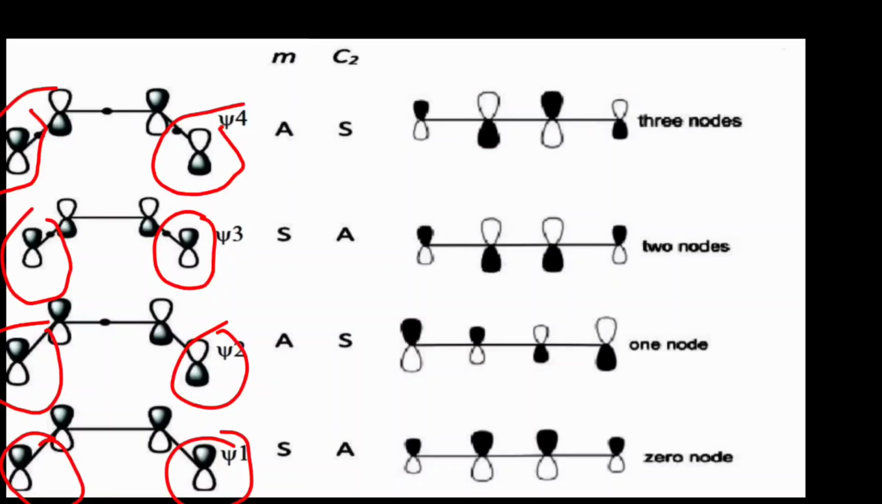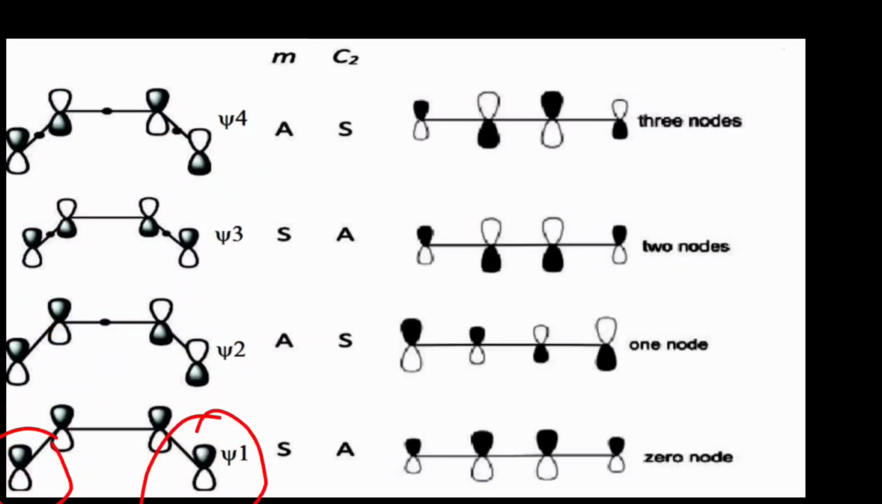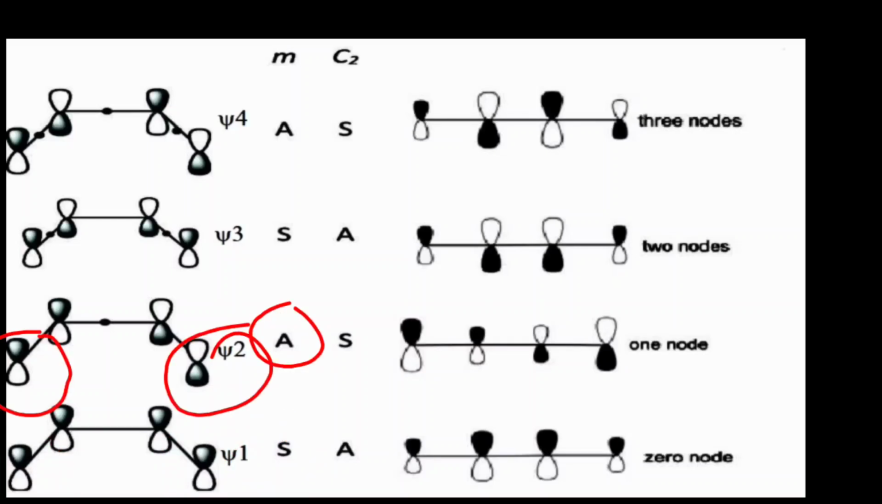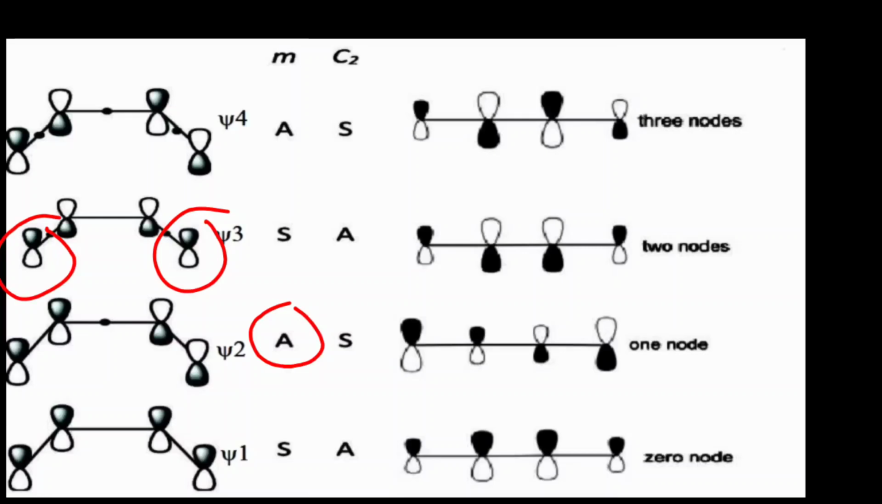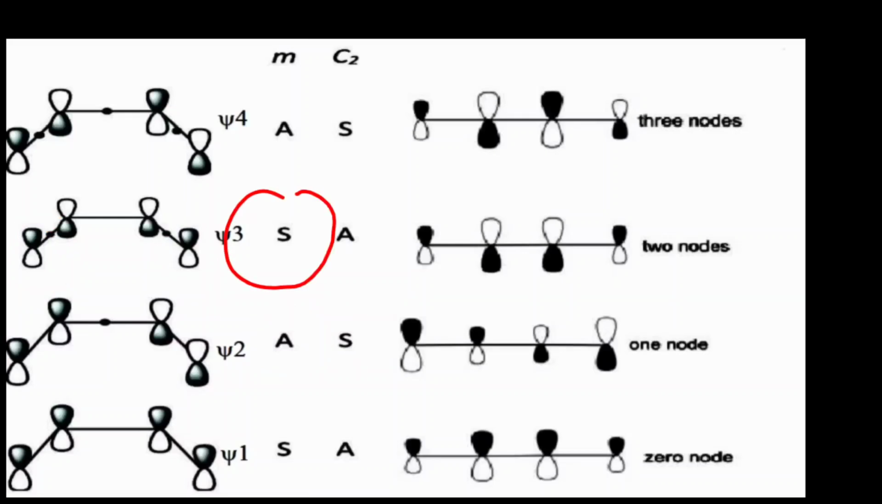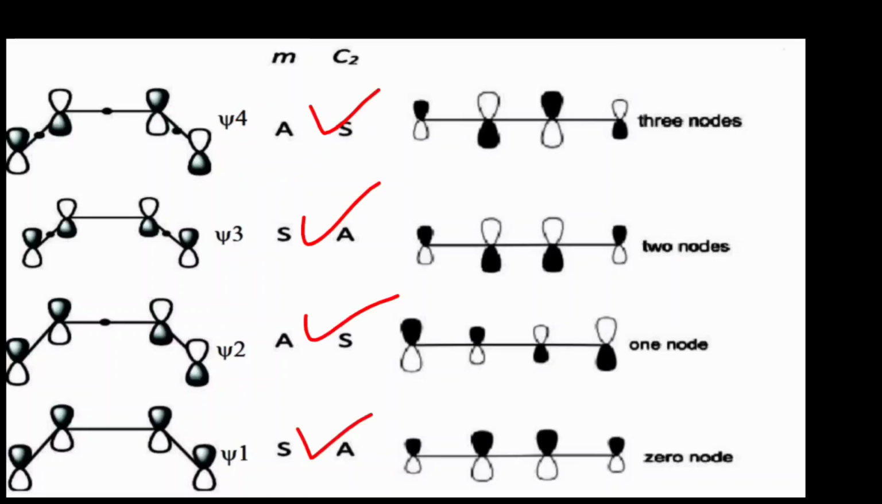Now similar to the ethylene molecule, here these two are positive, that means with mirror plane symmetry, this is symmetric. This one with respect to mirror plane symmetry is asymmetric. This one with respect to mirror plane symmetry is symmetric. And this one with respect to mirror plane symmetry is asymmetric. So in this way it is tabulated here like this: psi 1 is symmetric, psi 2 asymmetric, psi 3 symmetric, and psi 4 asymmetric.